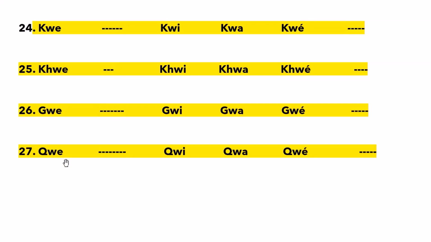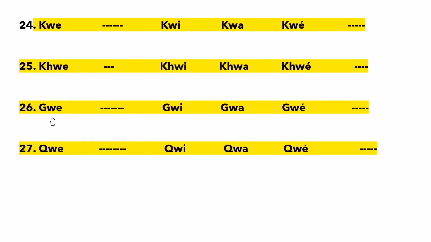Okay, let's jump to number 26, which is gue: gue, gui, gua, gu. If you say gui, that means get up. If you say gua, that means get up, but for plural, for many people, or it would be for politeness to an older person.